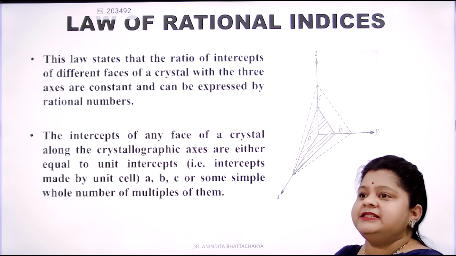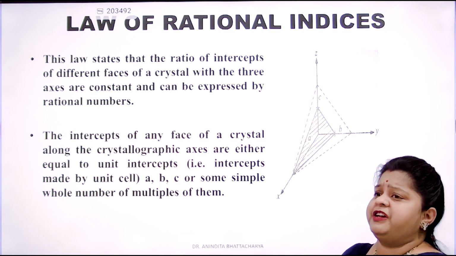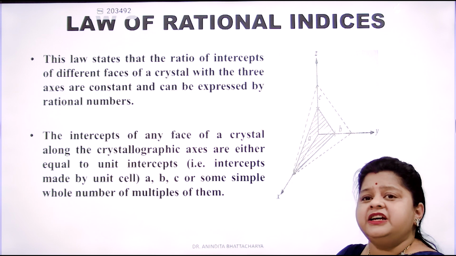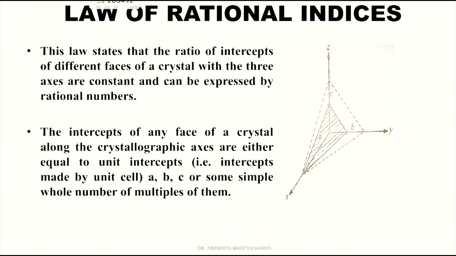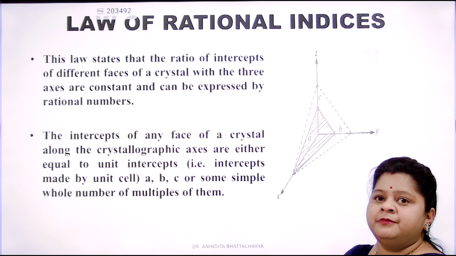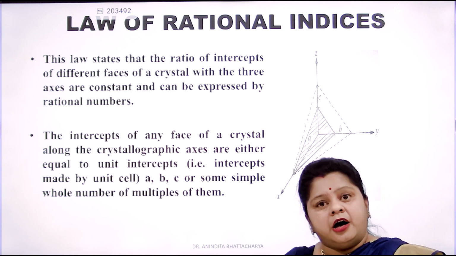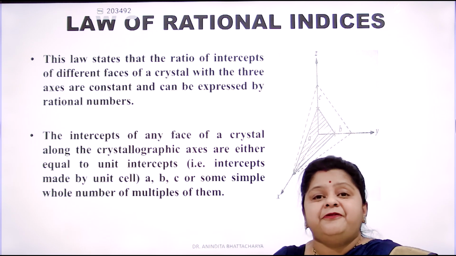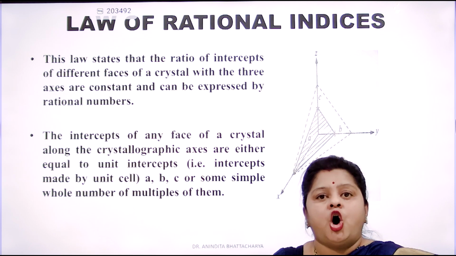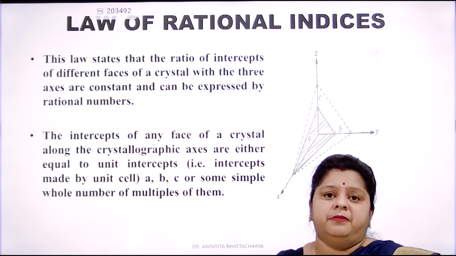The three intercepts of any face of a crystal along the crystallographic axes are either equal to unit intercepts or they are some simple whole number multiples of them. They will never be in a decimal or a fraction. They will always be a simple whole number.